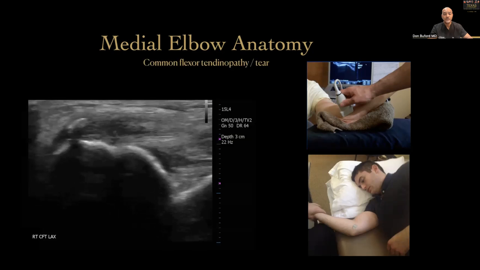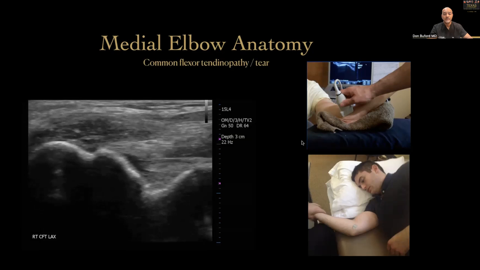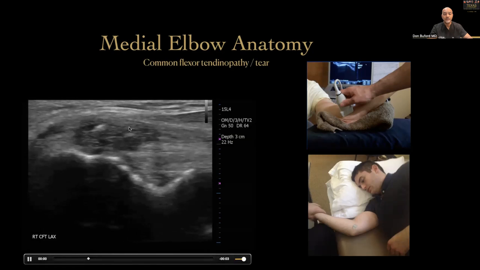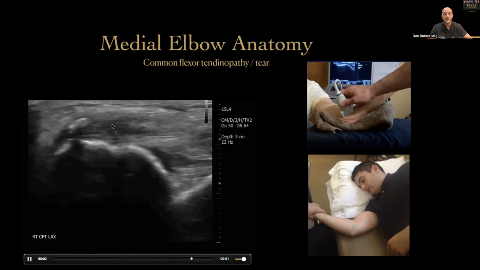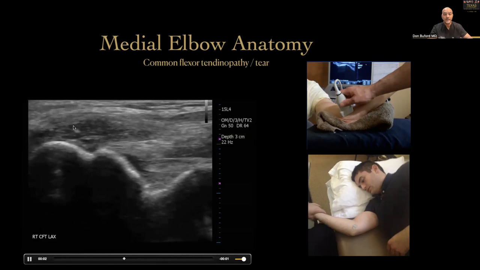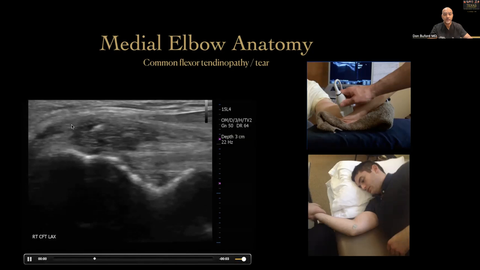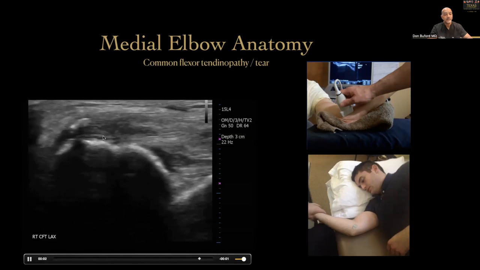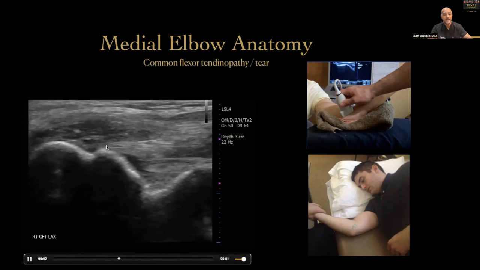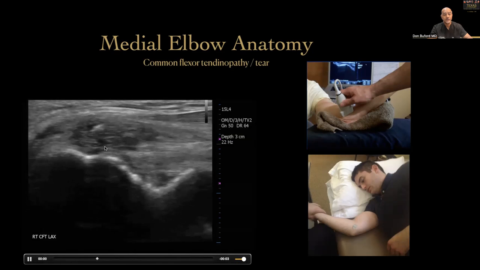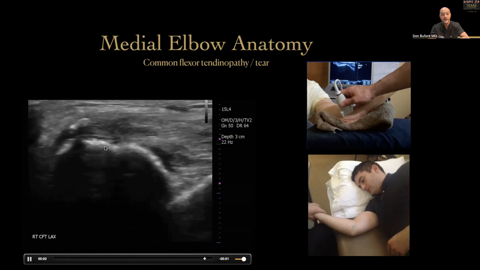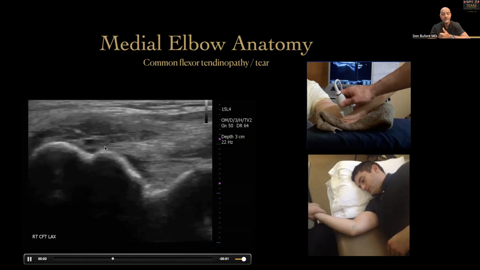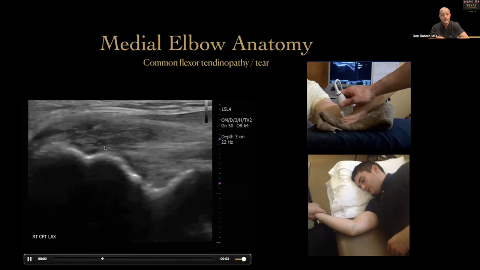Here's a dynamic image. Here you can see the flexor tendon here has tendinopathy. See these hypoechoic changes? Now, if that doesn't make sense to you, you're not really seeing that, just remember that this is a patient who's sore right now. So you've already got one tip, and that they're coming into the doctor with a complaint of medial elbow pain.